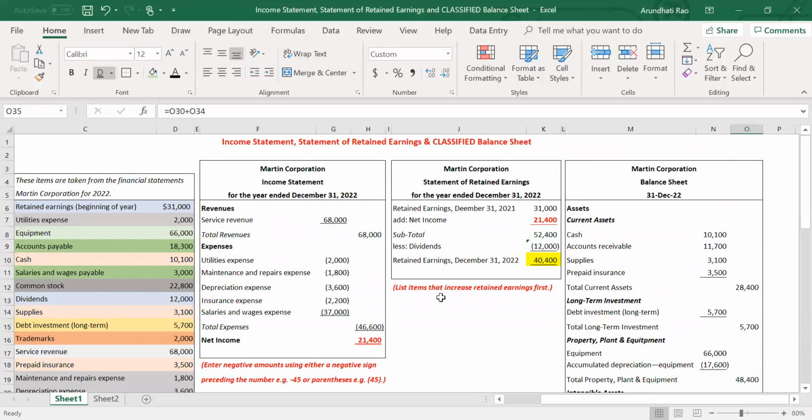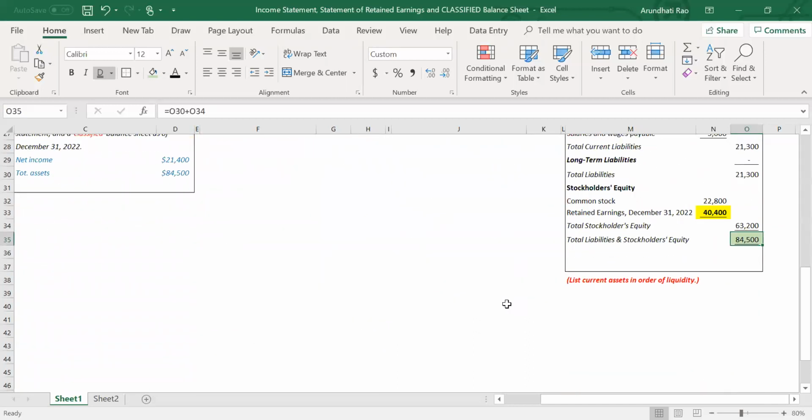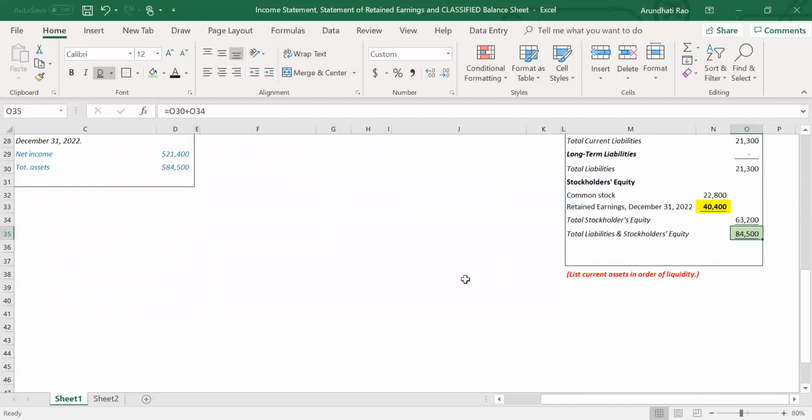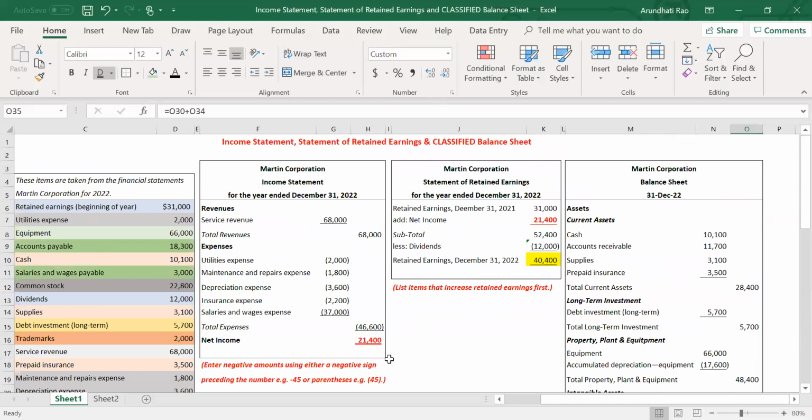Again, these three statements are connected. Income statement, the net income number goes into the statement of retained earnings. The ending retained earnings number from the statement of retained earnings will go into the balance sheet. So these financial statements should be read as a set. You shouldn't look at any one of these in isolation. The purpose again of preparing the classified balance sheet is for analysis. A lot of ratio analysis can be done very easily if the information is presented in this format.